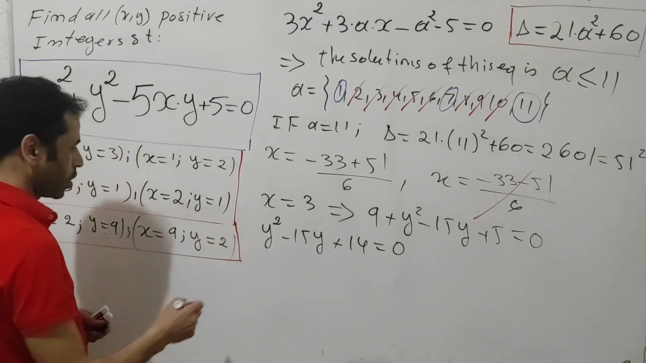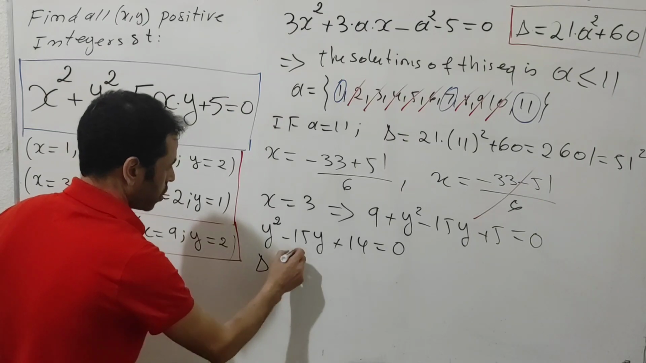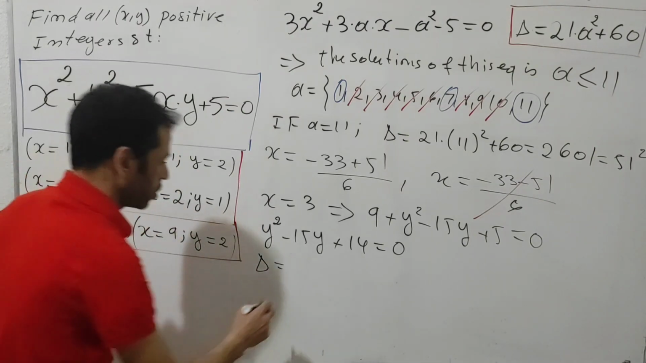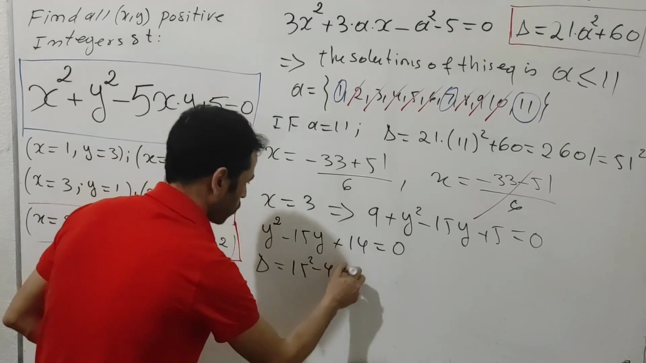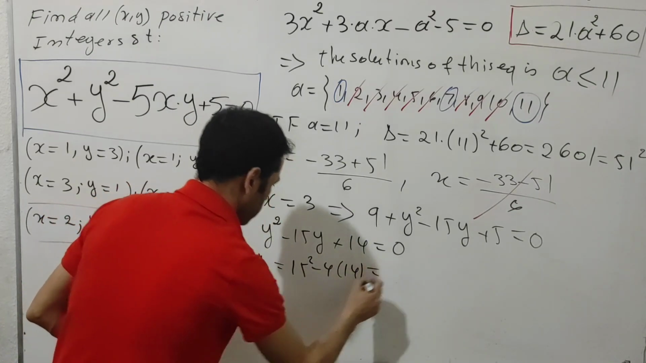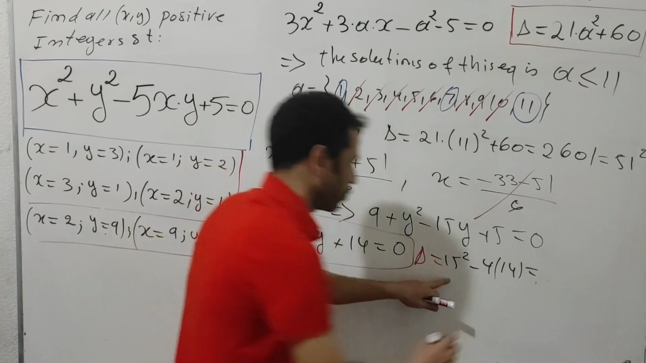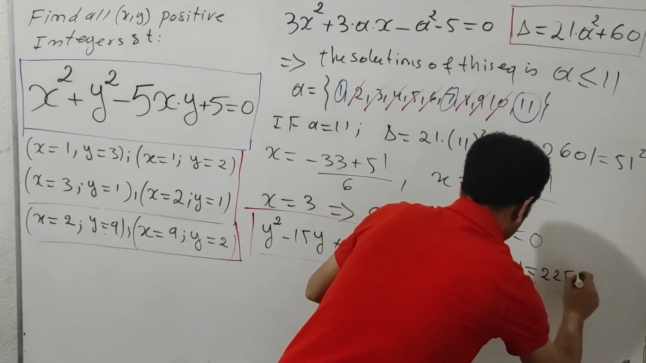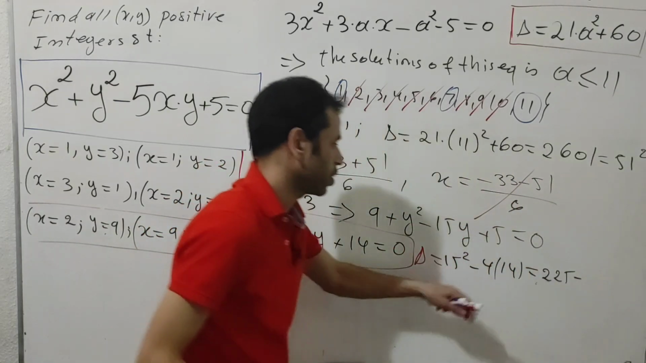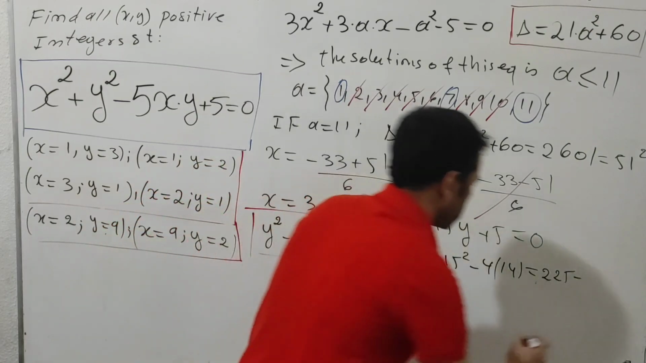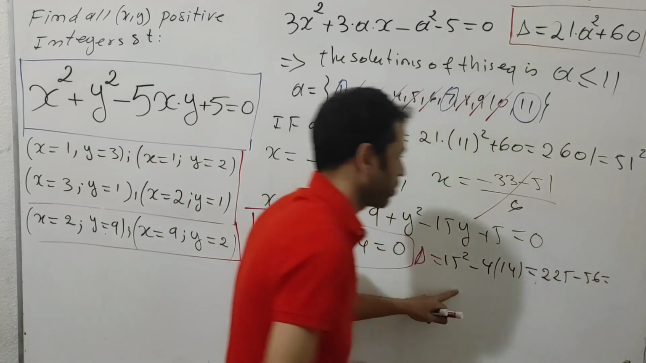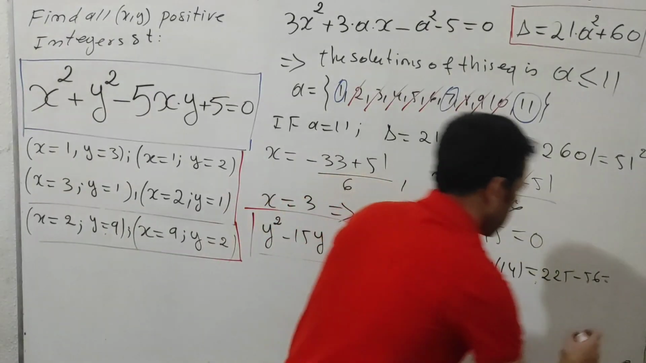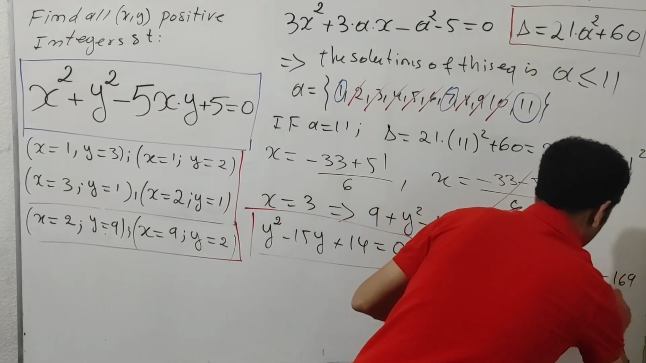So I'm going to calculate the delta of this one. 15 squared minus 4 multiplied by 1 and 14. 15 squared is 225. Minus 4 multiplied by 14, which is minus 56. 225 minus 56 is giving us 169, which is the same as 13 squared.